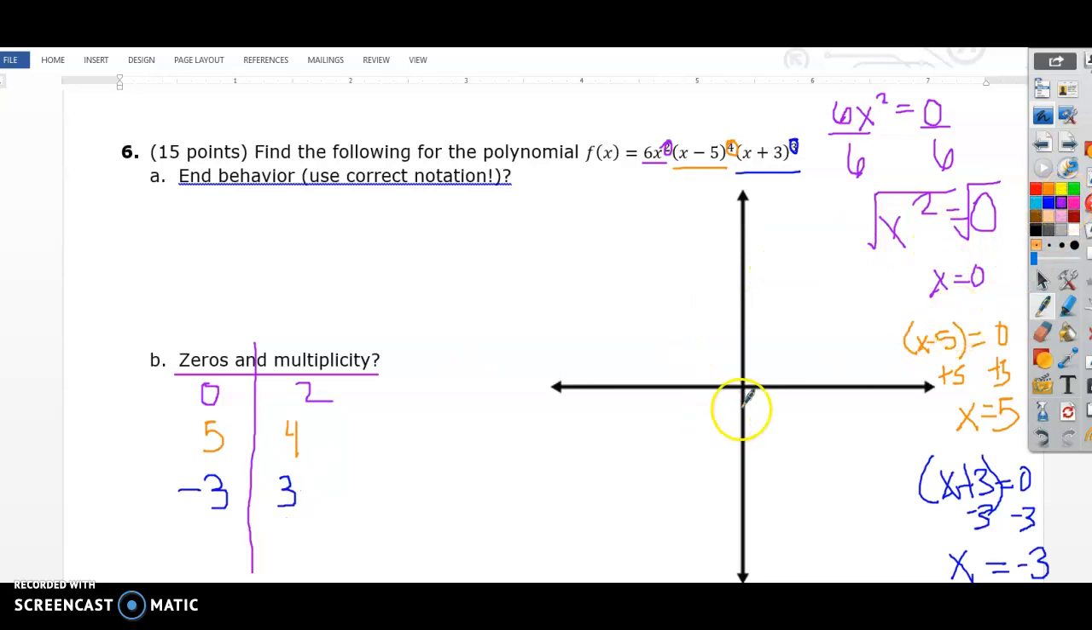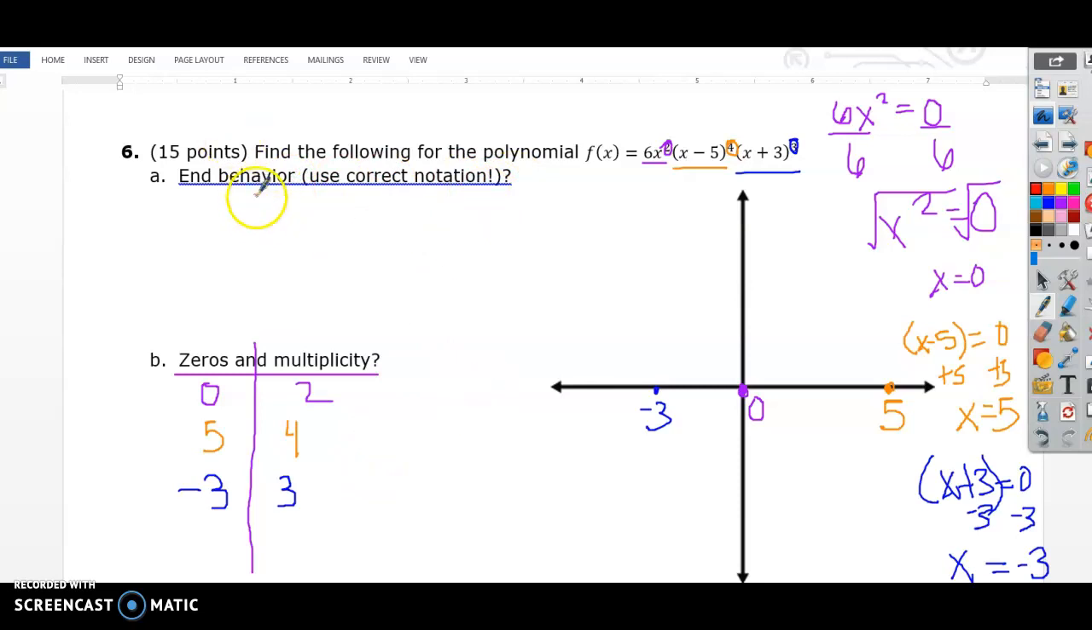So now I'm going to go ahead and graph those 3 dots. So this is 0, this is a positive 5, and then negative 3. And so now the last thing I'm going to do is look at my end behavior, and I need to use the correct notation.